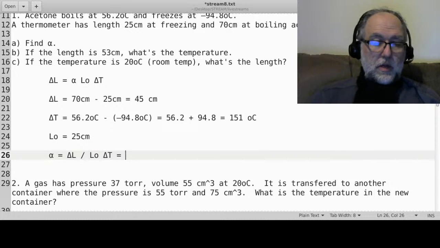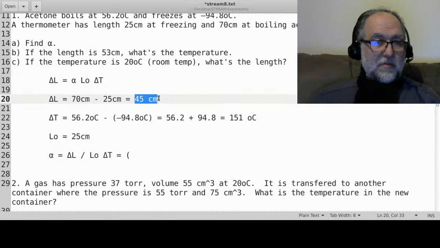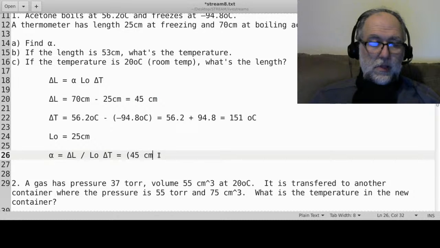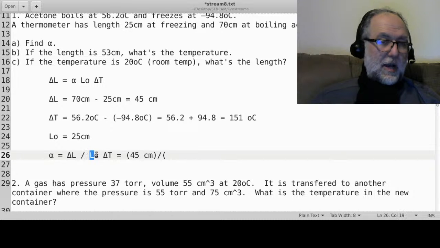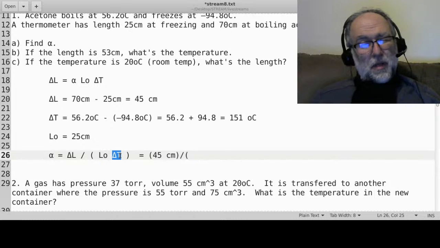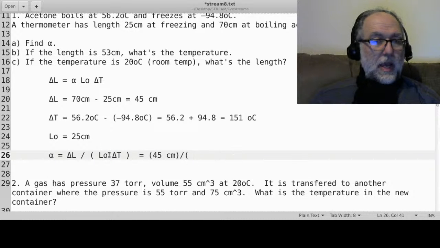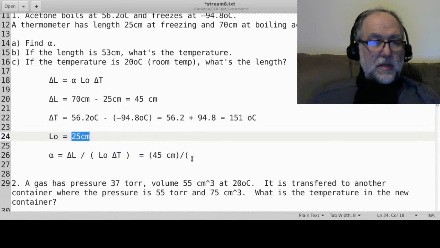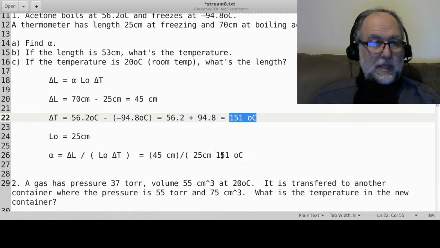Here, delta L we found to be 45 centimeters. And there are two things in the denominator, both L naught and delta T. Maybe I should put round brackets around them so you don't get confused, because if you did this on your calculator and divided by L naught but then multiplied by delta T, you'd get the wrong answer. L naught was 25 centimeters, and delta T was 151.